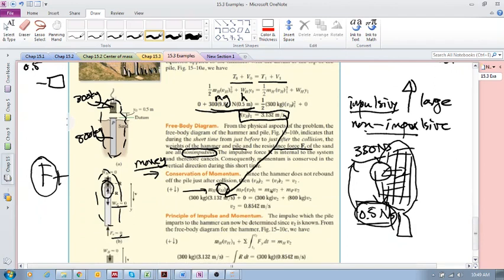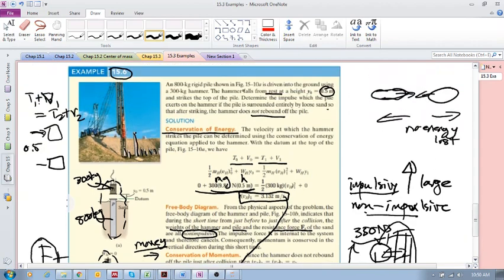Okay? And on the right hand side we've got, remember, these impact, they collide and then they move together. So you could write this as follows: 800 plus 300 V2. Okay, and then you can solve for your V2. So now we've got the velocity of the entire system moving together at state 2.